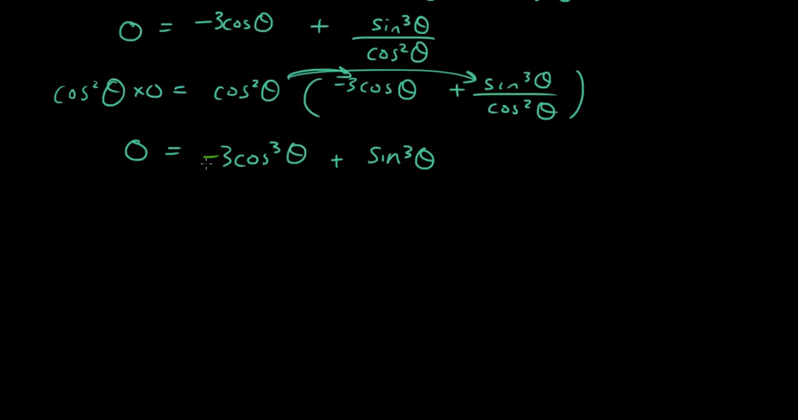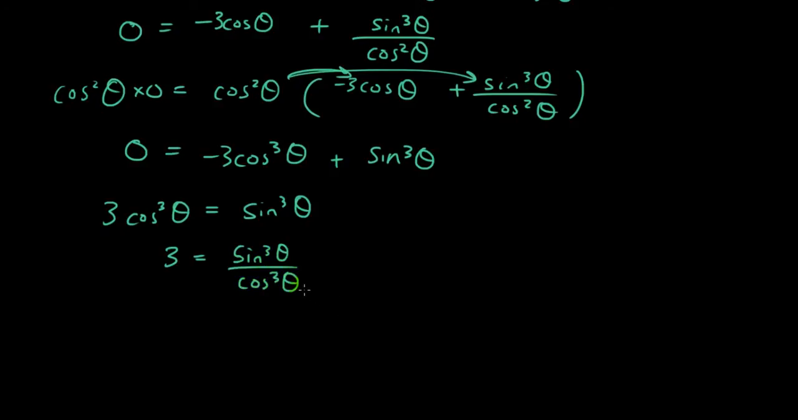Okay, so now we're very close to solving this. Let's try to move the 3 cos theta to the left. So 3 cos cubed theta equals sine cubed theta. And let's now divide by the cos cubed theta on the right. So 3 equals sine cubed theta over cos cubed theta.